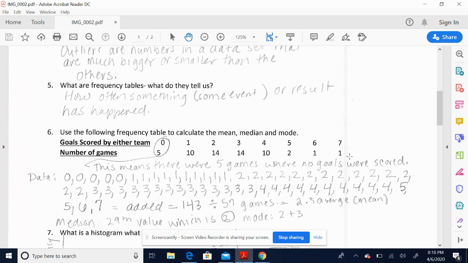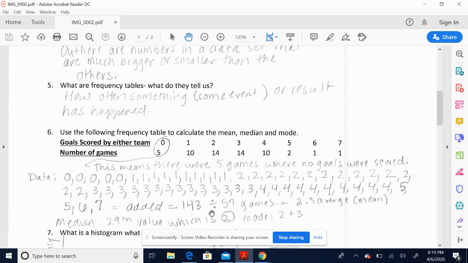Now if I wanted the mean of this, I would add up all of this data: 5 zeros, 10 ones, 14 twos, 14 threes, and so forth. We get 143. And I would divide it by 57 because if you count the total number of games here, there were 57 games total, which means I end up with an average or a mean of about 2.5 goals scored per game, right? An average of that.